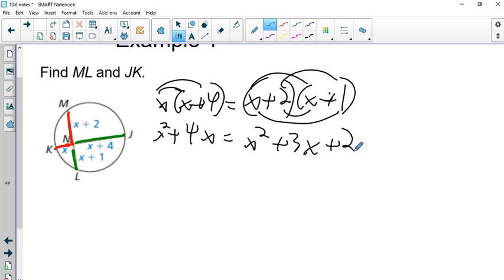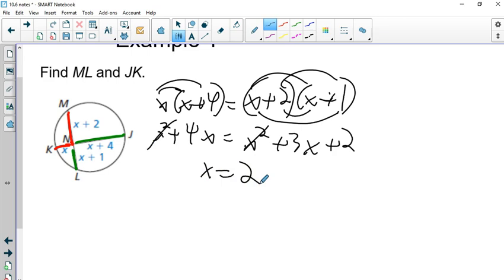Now the nice thing about this one is, my x squared are actually going to cancel out. When I subtract x squared, it's gone. Now I'm back to a linear equation. So I'm just going to subtract 3x and get x equals 2. Now that's not my answer.